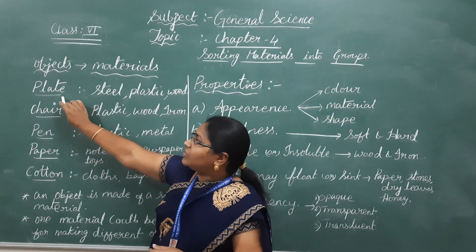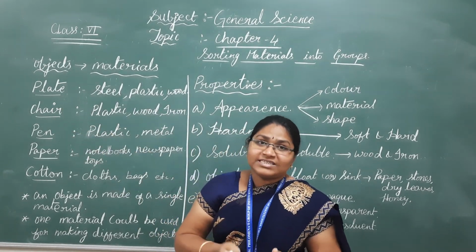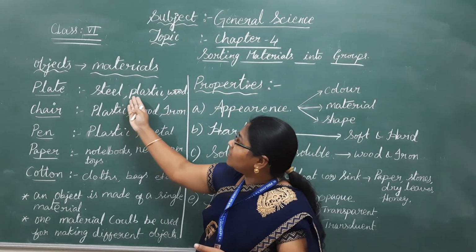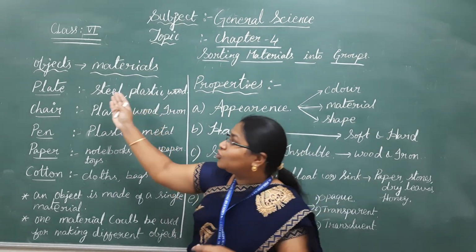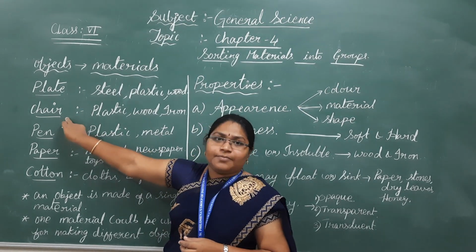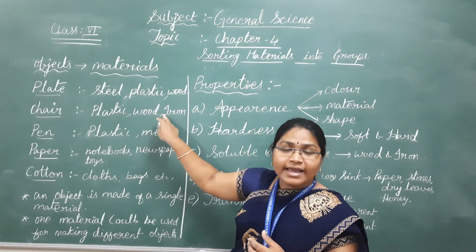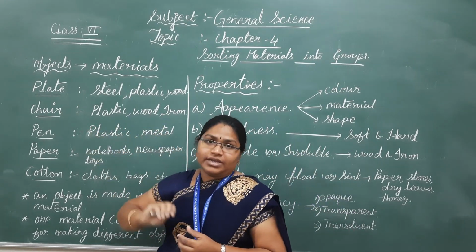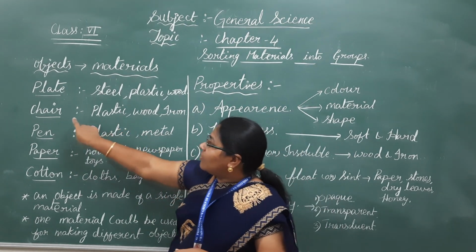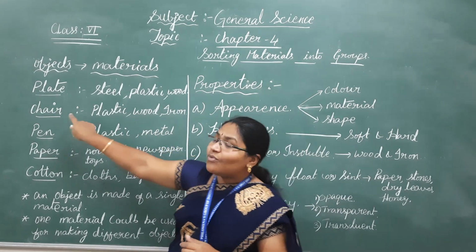So here, suppose you take the first one, plate. A plate can be made of plastic, wood or steel, right? So here different materials we are using to make one object, correct? So next one, chair. A chair also, by using plastic, wood and iron, we can make a chair. So here you can observe one more point. Different materials we are using to make one object.